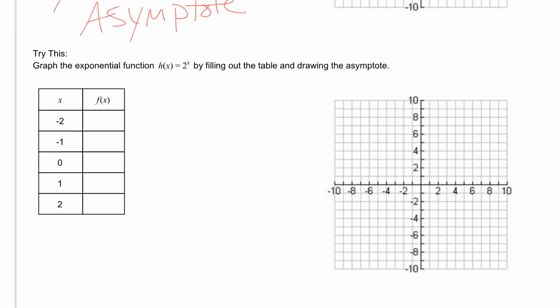If you did the try this correctly, your table of values should have 1 over 4, 1 over 2, 1, 2, and 4. Your asymptote still is at y equals 0. And then if we graph these points, we have the point (2, 4), (1, 2), (0, 1), and then (-1, 1/2), and we just keep getting closer and closer to that asymptote. Remember, it's going to curve up, and then it's going to ride along and get as close to that asymptote as we can. If you have any questions, please let me know.